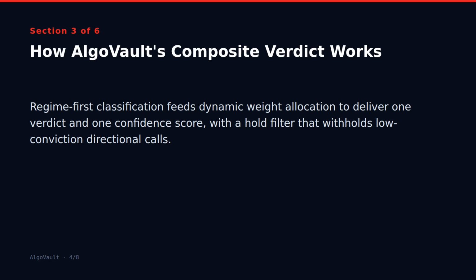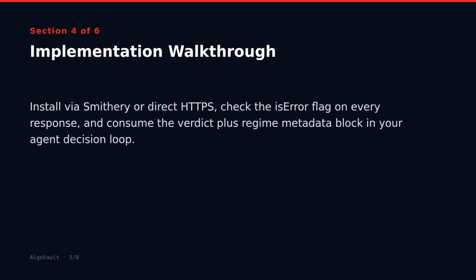The final output is a verdict field, long, short, or hold, alongside a confidence integer from 0 to 100. A high confidence long in a trending bull regime means the weighted indicator set is in strong agreement under conditions where those weights have historically been predictive. Instead of piping 15 raw indicator values into your agent context window, you pipe 1 verdict and let the agent focus on position sizing and execution timing.